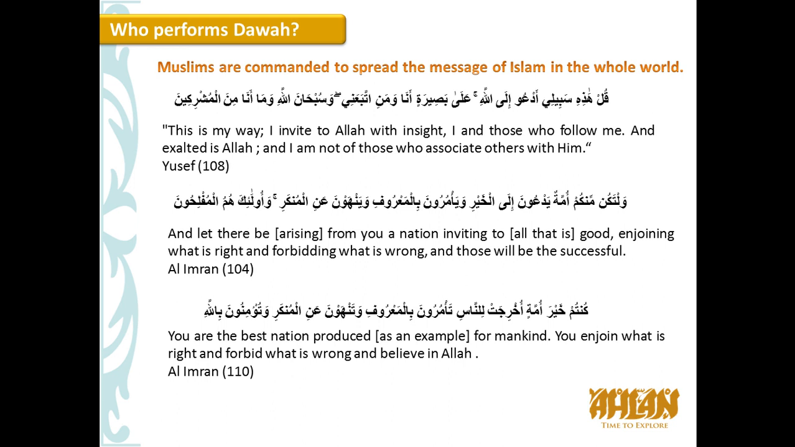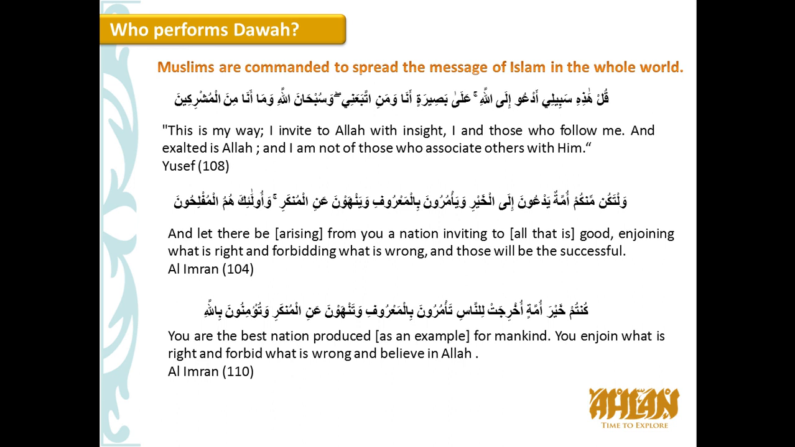You are the best nation produced as an example for mankind. Why? This is the answer why it is the best nation: because you enjoin what is right and forbid what is wrong and believe in Allah. So if we don't enjoin what is right and forbid what is wrong, we are not the best nation.